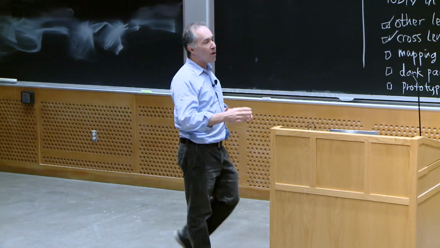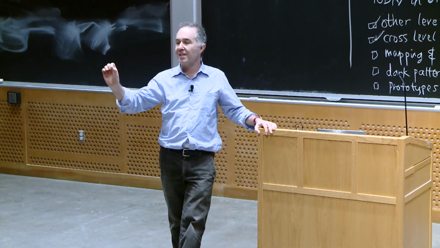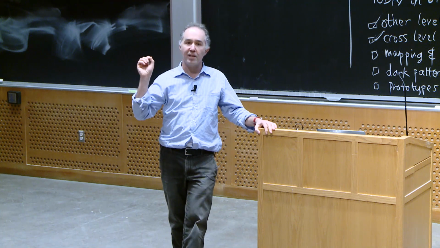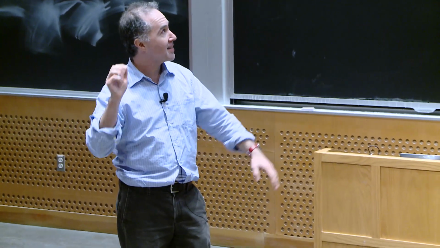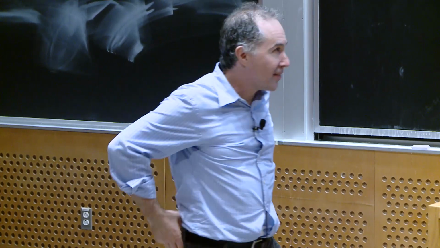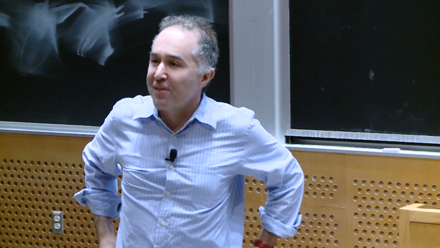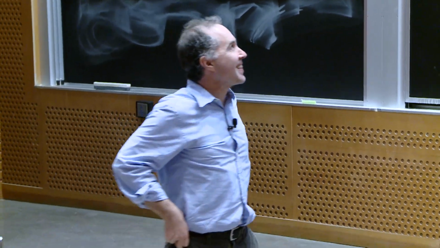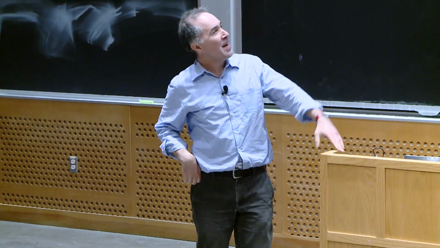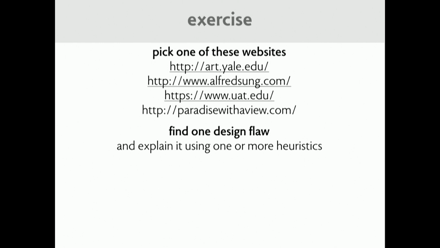And I want you to just pick one thing, okay? Because I don't want us to spend a lot of time on this. Pick one thing that you think is wrong with one of these websites and explain it using the notions that we've learned. And this is from a wonderful list I found of the worst websites of 2017. And they're really quite spectacular, perhaps with the exception of the Alfred Sung one, which isn't quite as spectacular as the others. But the others are really wonderful. So you can take this as a moment of entertainment as well. So pick one of these, and find one design flaw.